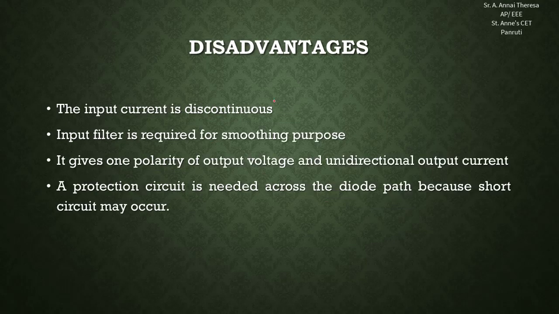Then disadvantages: the input current is discontinuous in this buck converter, and also the input filter is required for smoothing purpose, and also the output voltage is with one polarity. Okay, and also the output current is unidirectional, and since we are using the diode, there is a need of protection circuit for this diode, because otherwise there may be short circuit in the circuit. Okay, so these are the disadvantages of buck converter.